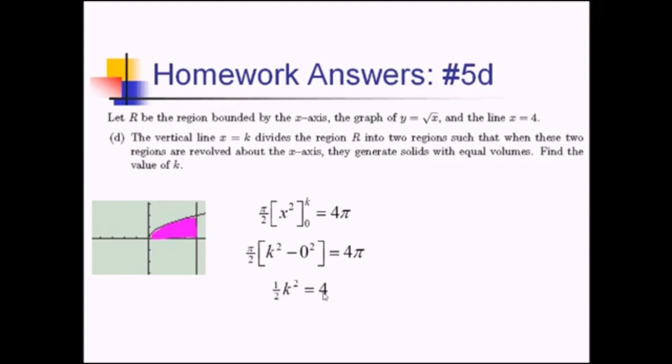Square root both sides, I get the square root of 8. And since we're over here in the first quadrant, I don't have to worry about k being negative. So just positive root 8 is what we're going with.